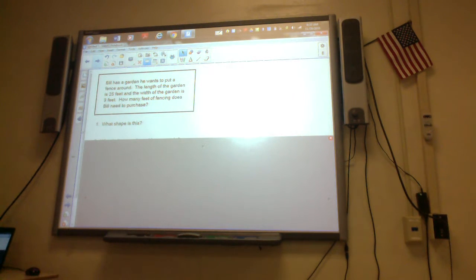Now, it does have 4 sides, but what makes a square a square? What is it that's special that makes it a square instead of a rectangle? Line. What about the lines? The length of them. All right, so what do we know about the length of the lines or the sides on a square?